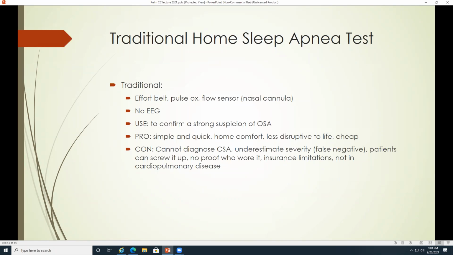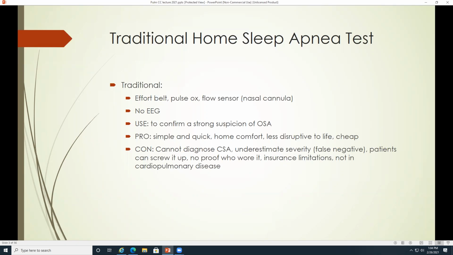Patients can pretty easily screw it up. Something falls off in their sleep, they're not going to put it back on, they're not going to realize it. So you get a lot of tests that come back too poor quality to actually use. There's no proof of who actually wore it. You give it to them, they go home, they can give it to their spouse or a kid or something like that. It's not that big of a deal.